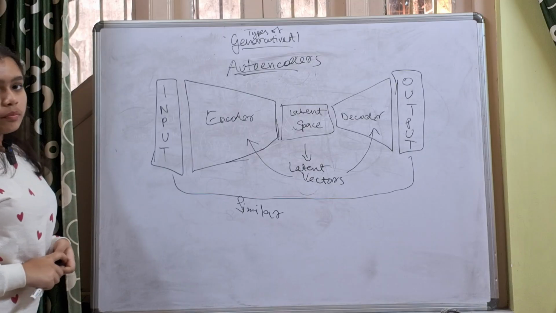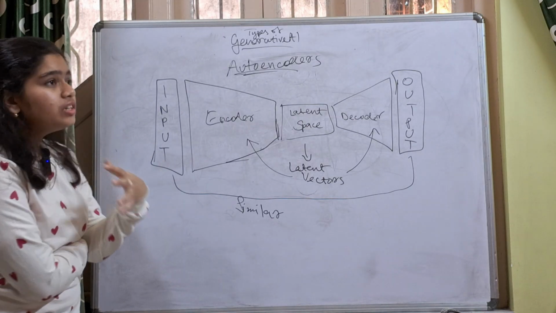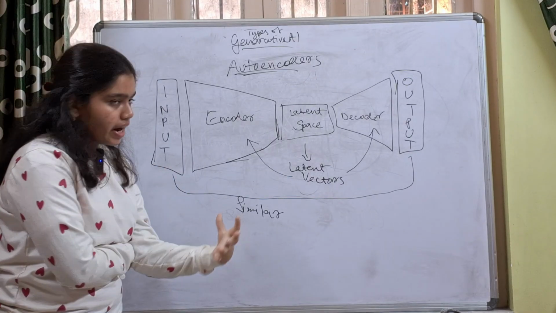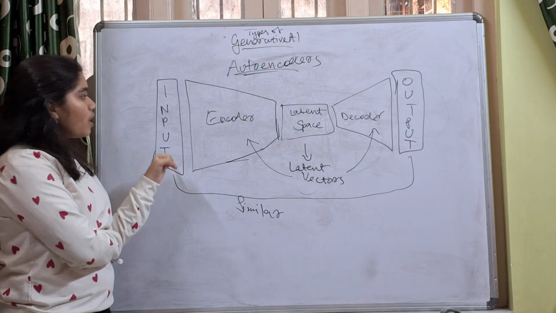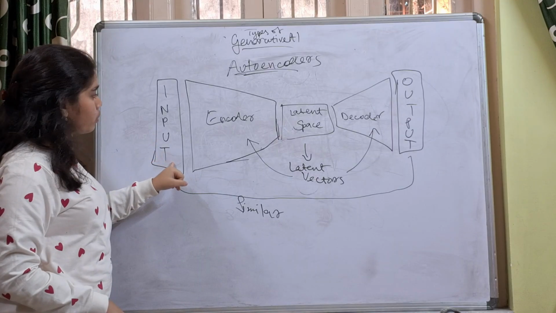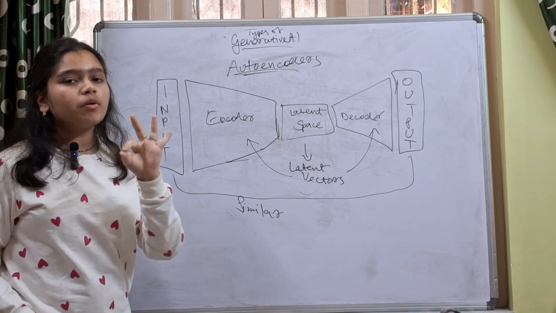Suppose in the input I'm giving a picture of a cat, and my goal is to generate the same type of a cat. So I'm going to use an autoencoder. What I'm going to do is pass an image of a cat in the input, and then the encoder is going to keep all the necessary information from the image only.